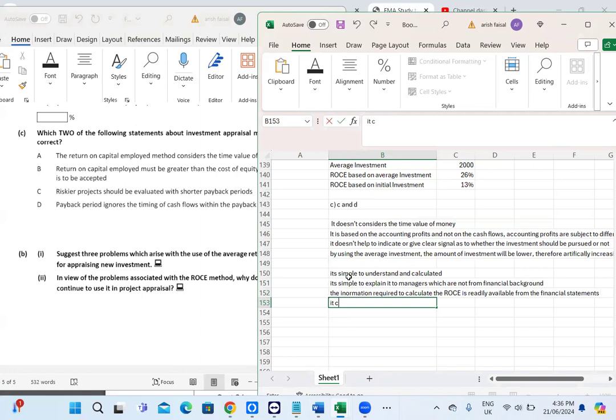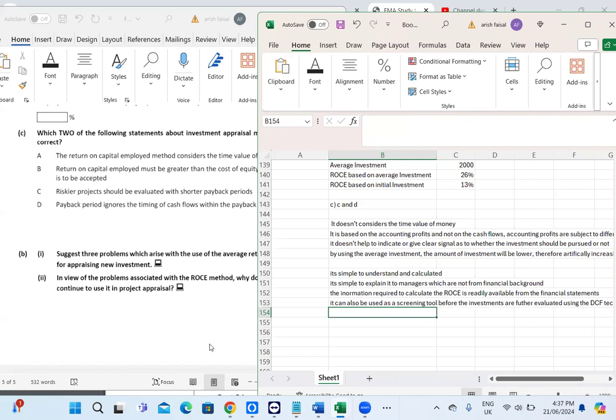Okay. It can also be used as a screening tool before the investments are further evaluated using the DCF techniques, like the discounted cash flow technique. So it's just a basic investment appraisal technique. So if the ROC is fine, then only we will submit it for further evaluation. If the ROC is not fine, then you can simply reject the project too.